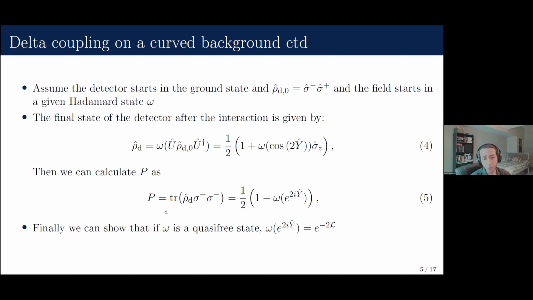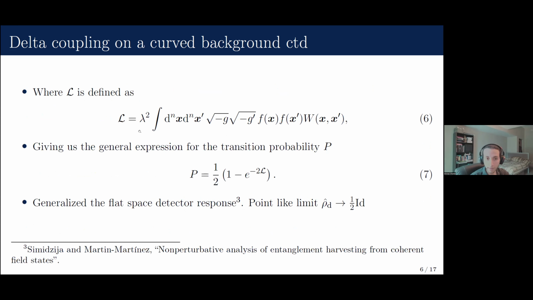And then finally, we show that if the field is in a Hadamard state, then that means it's a quasi-free state whose odd n-point correlators vanish. So we're able to show that the expectation value is just given by the exponential of -2 mathcal L, where this mathcal L term is given by this. And then we can plug this in to give us a general expression for the transition probability P for a particle detector with delta coupling on any kind of background spacetime.